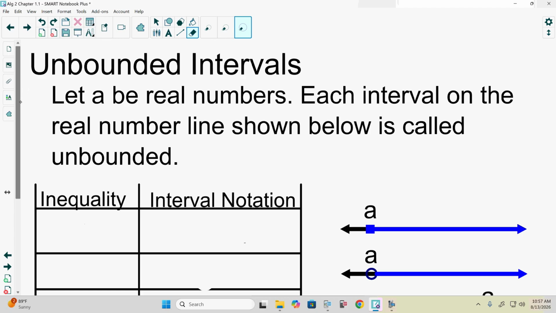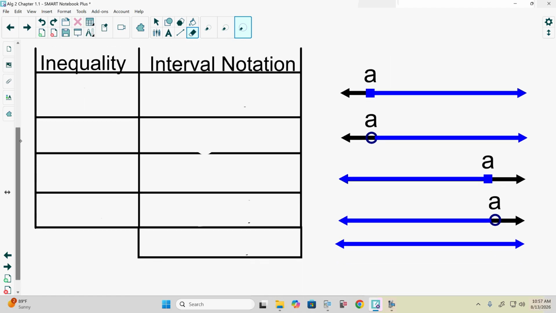Now the other type we have is unbounded intervals. Let A be a real number. Each interval on the real number line shown below is called unbounded. With unbounded intervals, we have a single endpoint. We have a single number, that's just A. So we use these letters to define any and all. So just given a number on a number line, it's going to be greater or less than, or greater than or equal to, or less than or equal to.